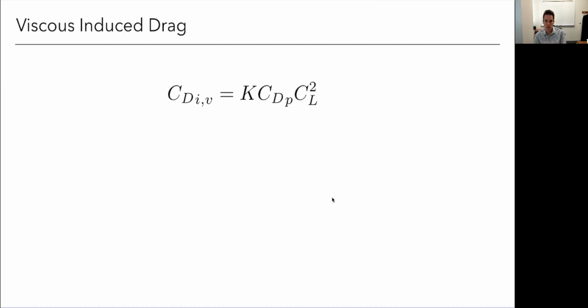There's the interaction between my lift and viscosity, and it generally is going to follow this kind of form, that it's going to be proportional to my lift squared, and it's going to vary with my parasitic drag. So as I have more parasitic drag, I'm going to have more viscous dependent lift drag. And this K, we're just assuming it's a constant, right? There's some proportionality. And this is a pretty reasonable approximation for many airplanes.